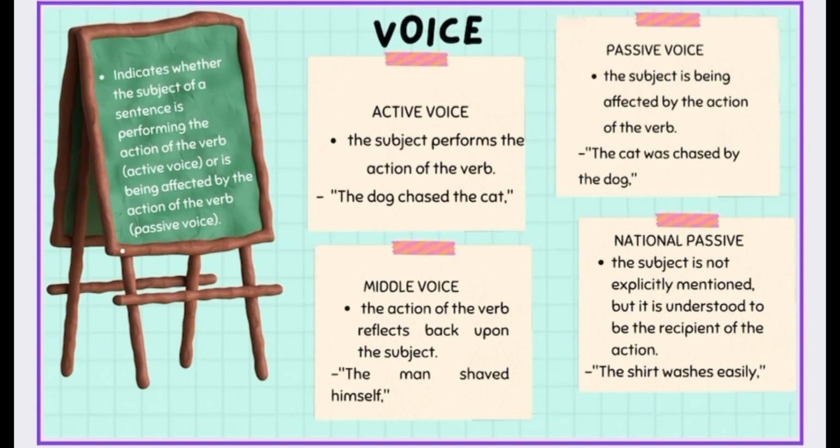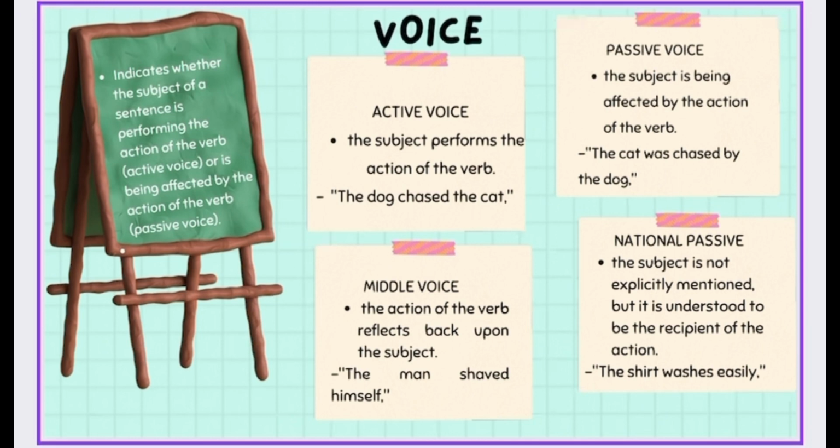Passive voice is less common than active voice. In a passive voice sentence, the subject is being affected by the action of the verb. For example, the cat was chased by the dog. The cat is being affected by the action of being chased. Middle voice is a less common voice that is sometimes used in English. In a middle voice sentence, the action of the verb reflects back upon the subject. For example, the man shaved himself. The shaving is being done by the man himself.